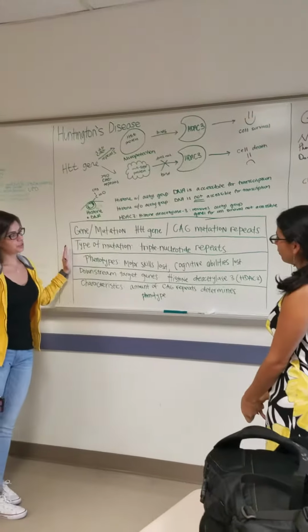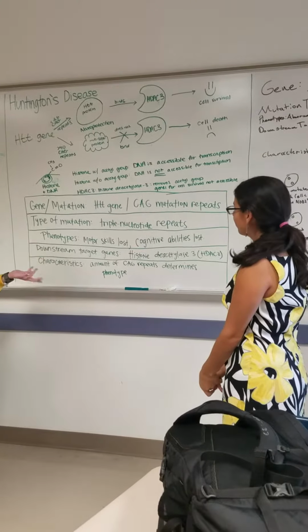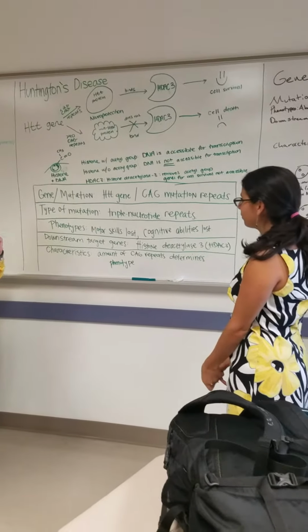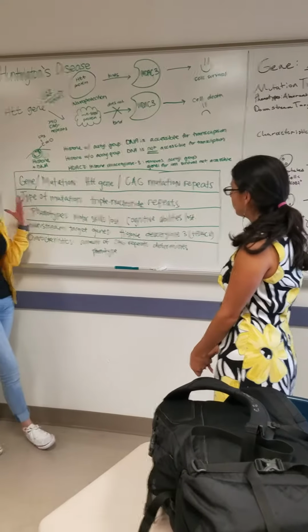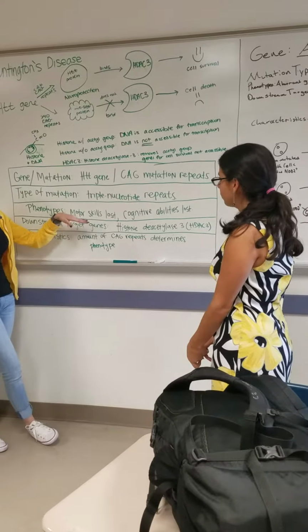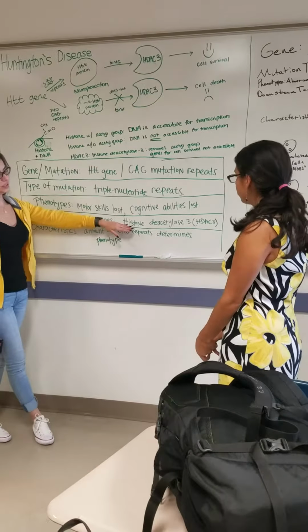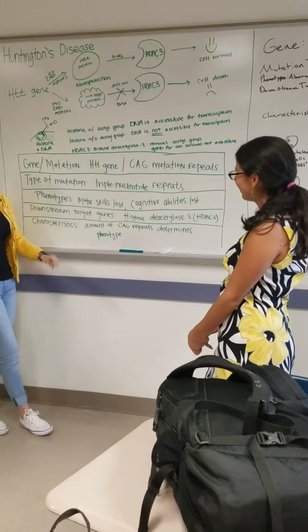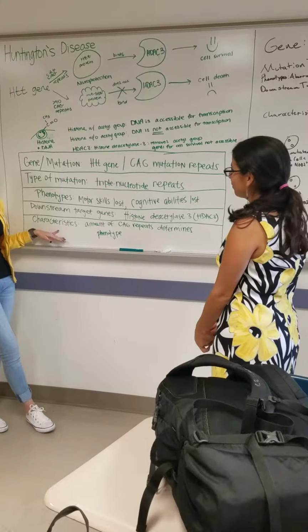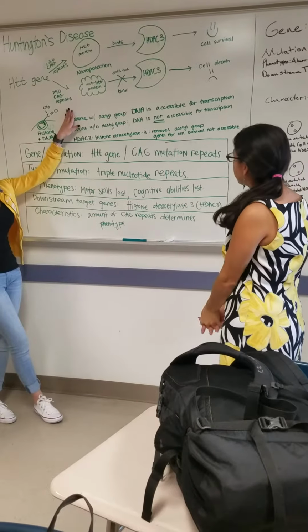Our gene being affected is the HTT gene, and the type of mutation is triple nucleotide repeats. It's autosomal and dominant, and it's also considered a de novo mutation. The phenotypes that arise are motor skill loss, cognitive ability loss, and psychiatric issues. The downstream target gene is histone deacetylase 3, which is our HDAC3, which Callie's going to explain in a minute. And our disease's phenotype is dependent on the amount of CAG repeats that you have.